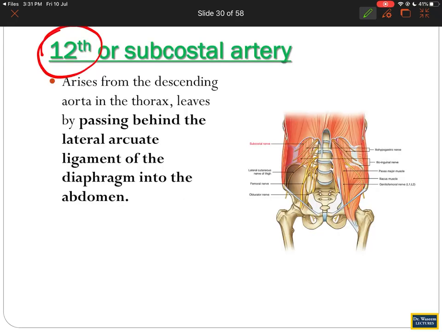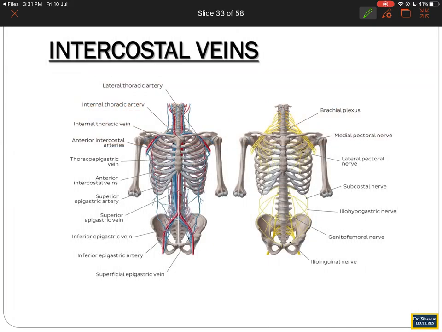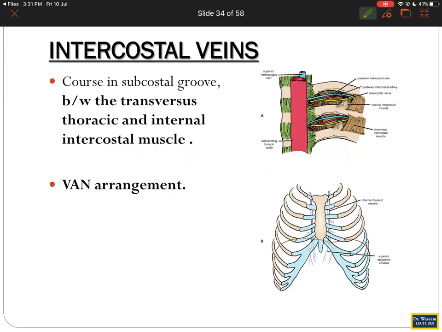These are the posterior ones. Anteriorly you have seen we don't have 12, we have only 9: from 1 to 6 from the internal thoracic, and 7, 8 and 9 from the musculophrenic, the terminal branch of the internal thoracic again. Now almost the same is the case in the intercostal veins also. I told you the intercostal veins run here. Anteriorly you have two, posteriorly you have one. The same arrangement.